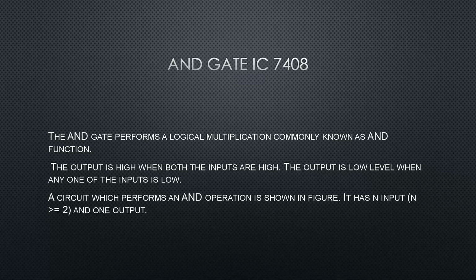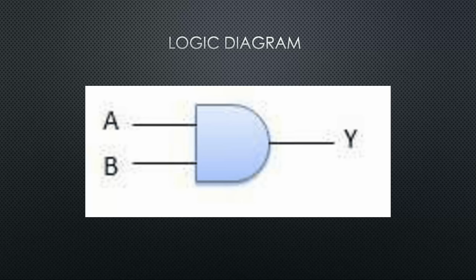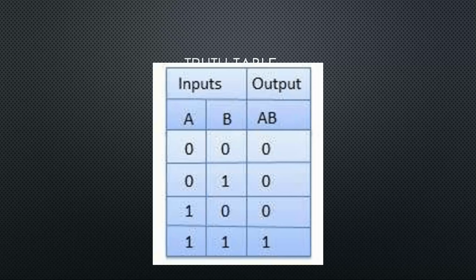First, we are going to see the AND gate, IC 7408. It performs a logical multiplication, commonly known as the AND function. The output is high when both the inputs are high. The output is low when any one of the inputs is low. A dot is used to represent the AND function. Logic diagram, and this is the truth table for AND.